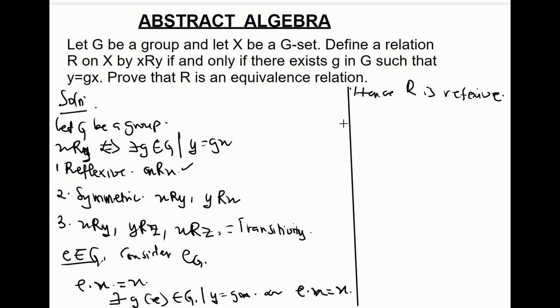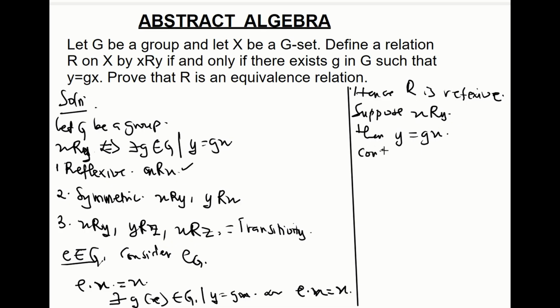Let's suppose that x relates to y. What does that mean? If x relates to y, it means that y is equal to gx. Then we are trying to prove that y should relate back to x. And how can that be?